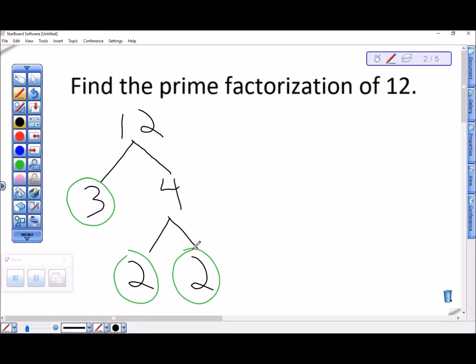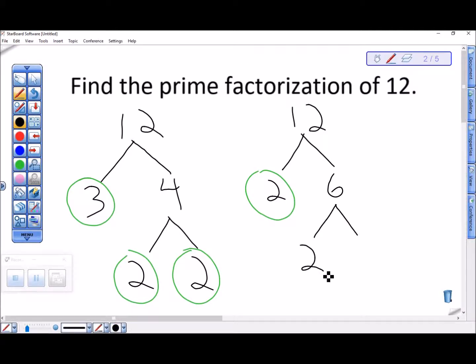Now, you may be saying, well, when I think about 12, I don't think of 3 times 4. I think of 2 times 6. Okay, well, let's make the factor tree starting with those branches. So here, 2 is prime, and then notice 6 is not. I can break 6 down into the factors of 2 times 3. So 2 is prime, 3 is prime.